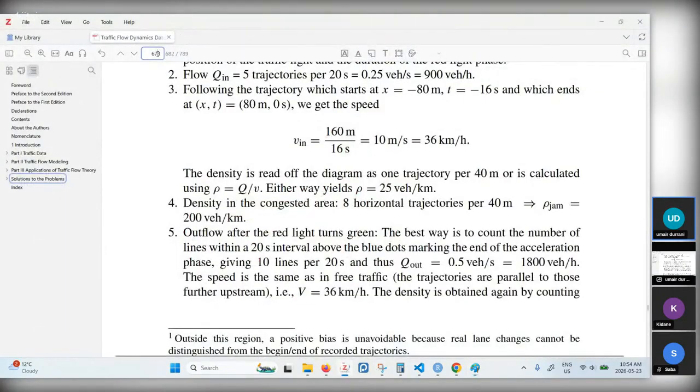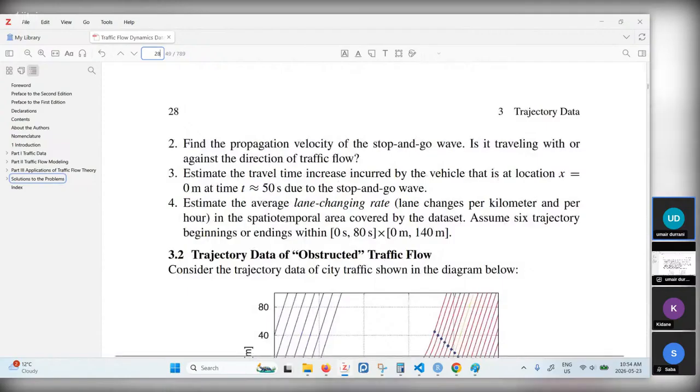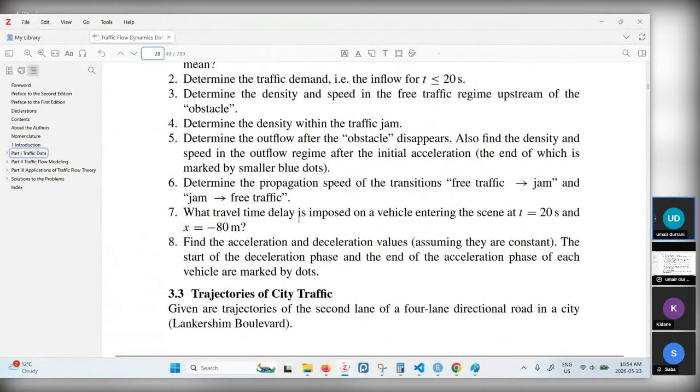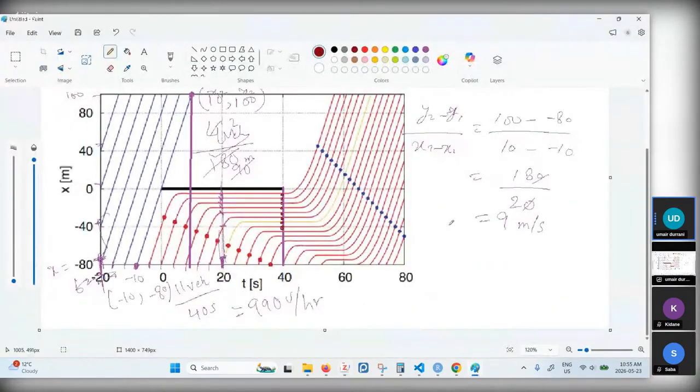Okay, let's go to questions. So we have already looked at question number 4. Number 5 is determine the outflow after the obstacle disappears. Also find the density and speed in the outflow regime after the initial acceleration, the end of which is marked by smaller blue dots. So we need outflow, and we also need density and speed in the outflow regime. After the initial acceleration means after these blue dots.